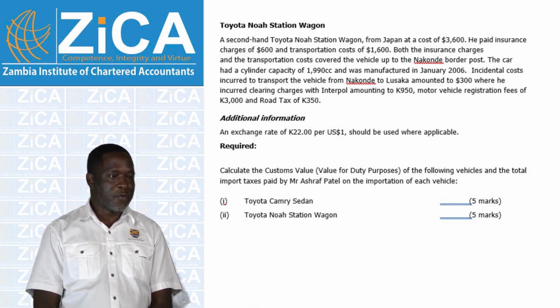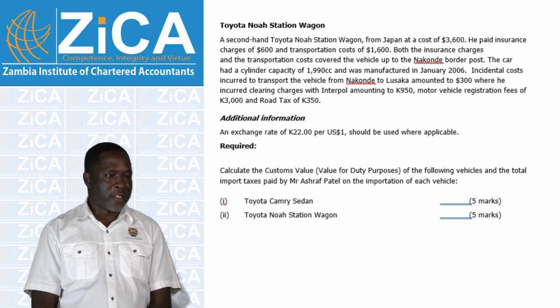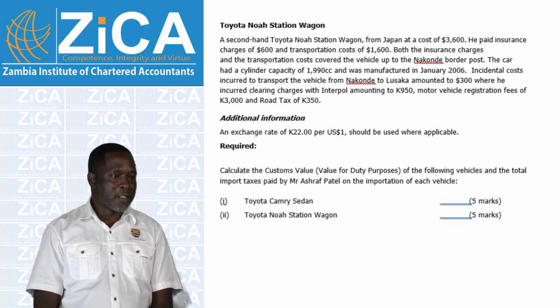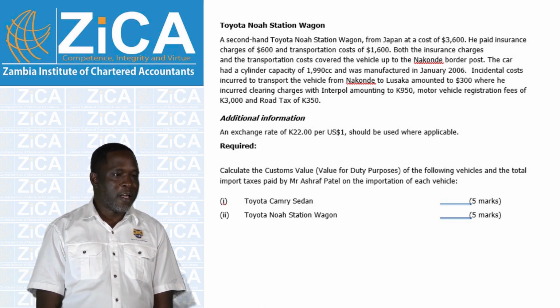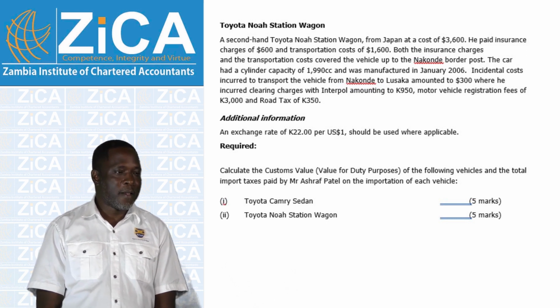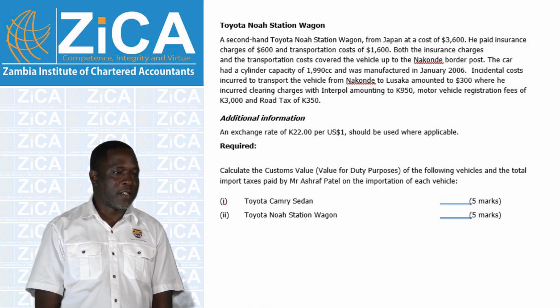Then secondly, we need to know how old it was, the age from the time of manufacture. So we have been told that it was manufactured in 2006. And this motor vehicle was imported in 2023. So you can see that 2006 to 2023, obviously the age is above 5 years. So the cylinder capacity is 1,990 cc, and the age is more than 5 years old since it was manufactured in 2006. And it was imported in the year 2023.